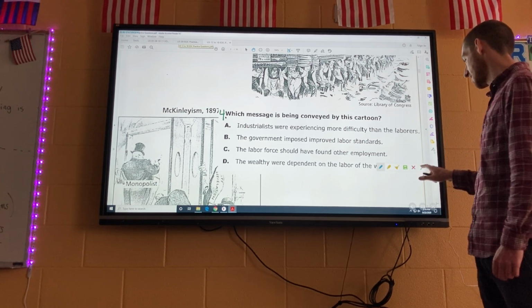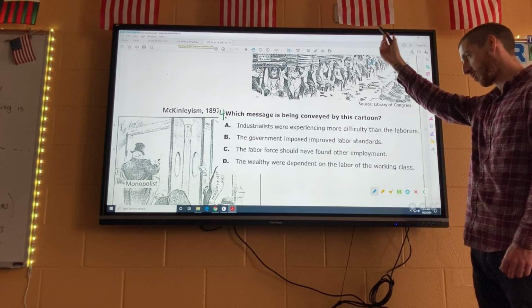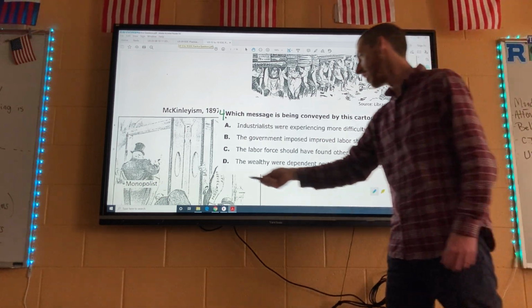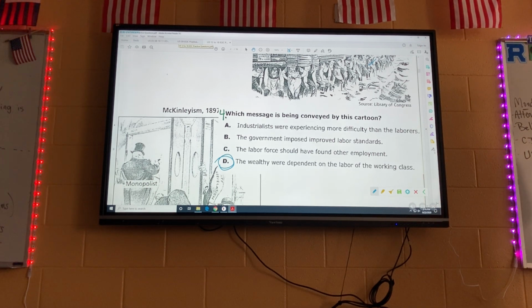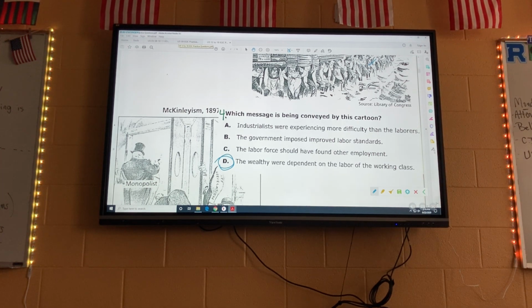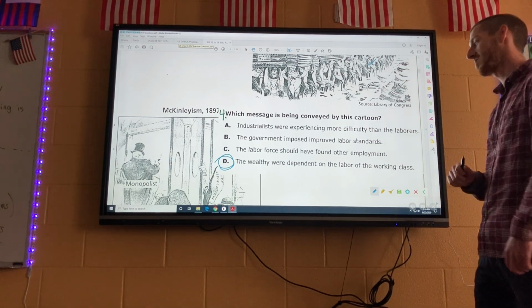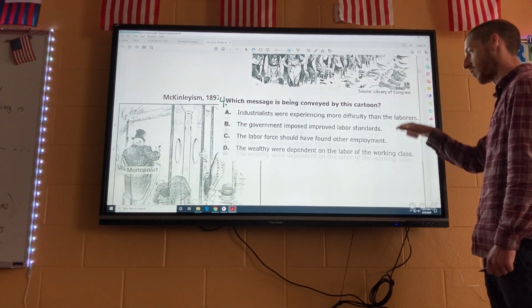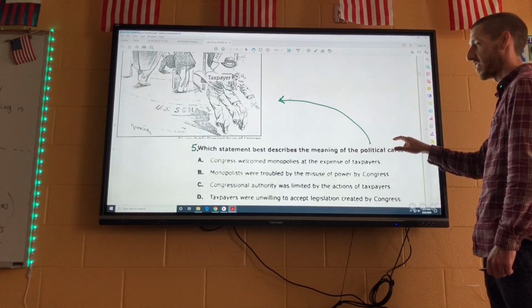So which message is it showing? Well, the laborers, the working class, are holding up the rich people. So it's going to be D. The wealthy were dependent on the labor of the working class. So 4 is D. And we've talked about that. We just haven't looked at a cartoon like this, but we've talked about how the working class did everything while the wealthy were just kind of chilling.